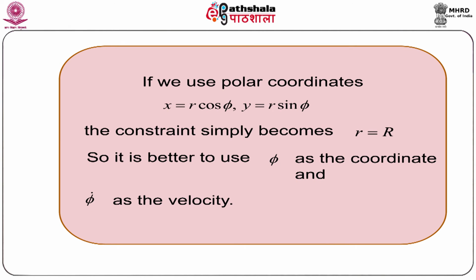If we use polar coordinates x equal to r cos phi, y equal to r sin phi, the constraint simply becomes small r equal to capital R. You can note that the ambiguity just vanishes. So, in such case, it is better to use phi as the coordinate and phi dot as the velocity.